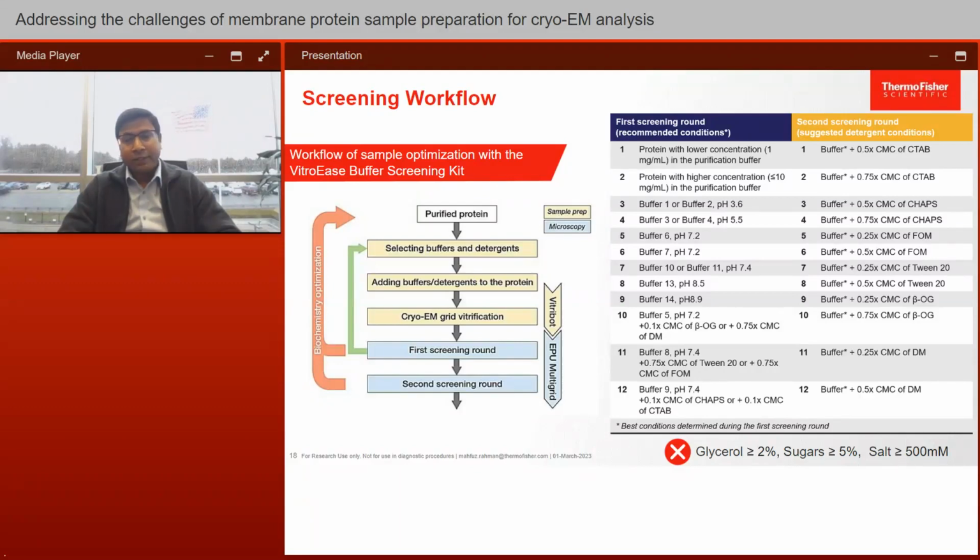In both cases, it is recommended to check the biochemistry with the added buffer or detergent. And also keep in mind to avoid glycerol, sugars, or high concentrations of salt in the cryo-EM sample buffer, because those compounds can have adverse effects on the vitrification or image quality.